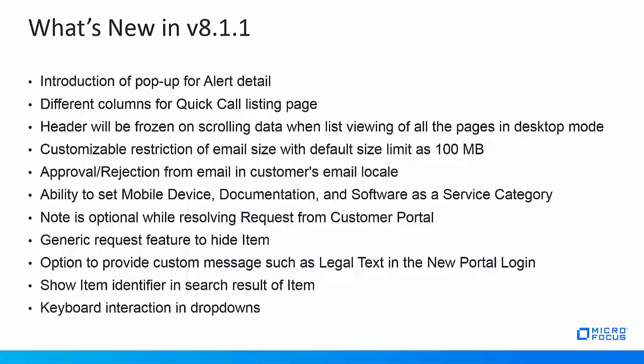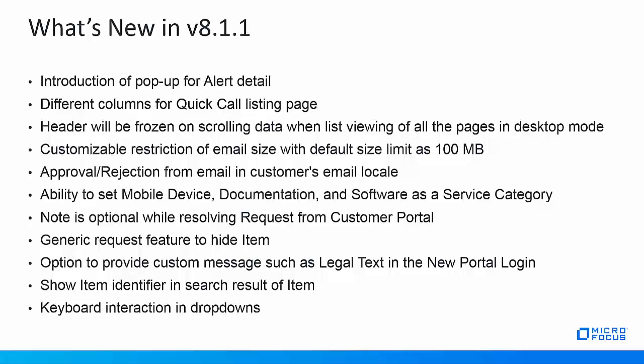In desktop mode, when list viewing all pages, the header will now be frozen on the scrolling data. Customizable restriction of email size, with a default size limit of 100 megabytes. Approval rejection from the email in the customer's email locale instead of the default system email locale. The ability to set mobile device, documentation, and software as a service category.